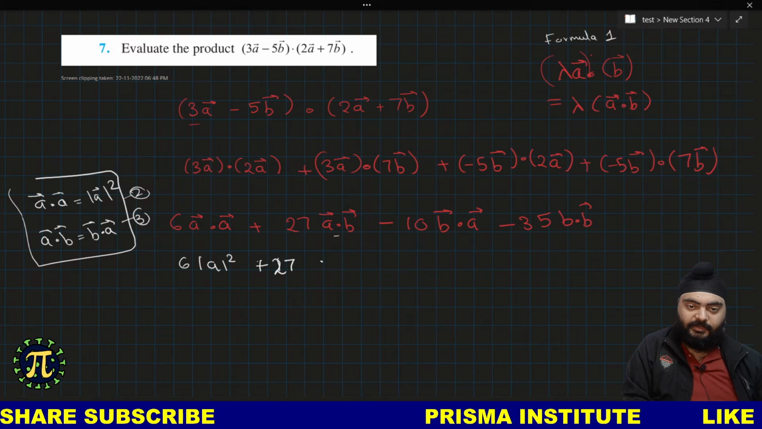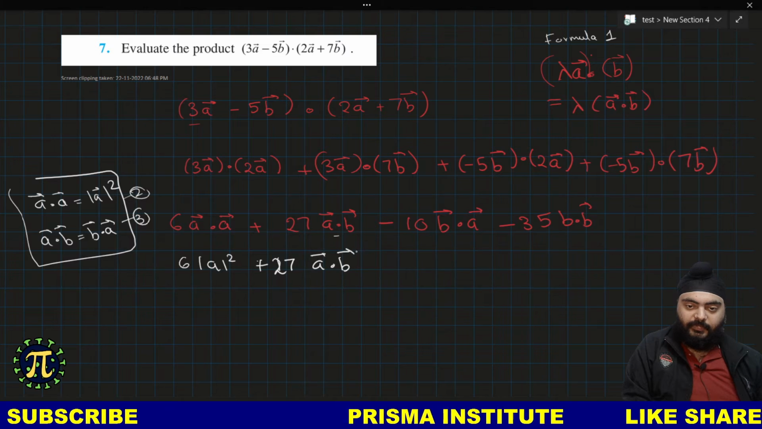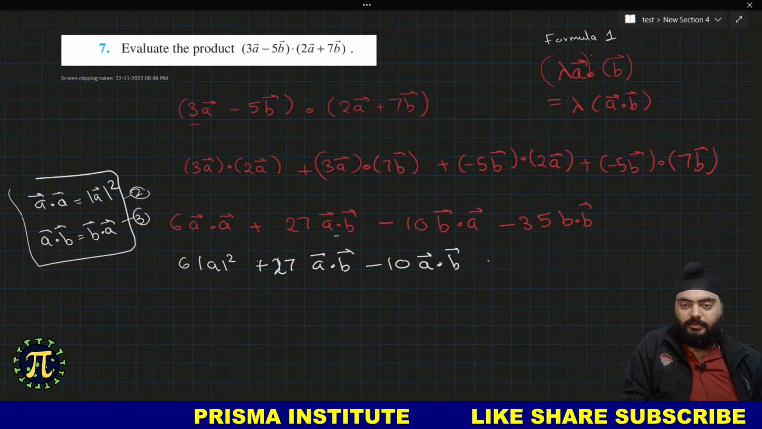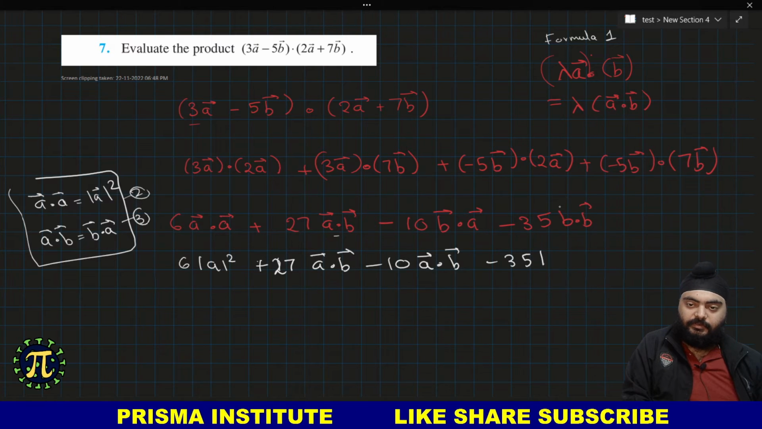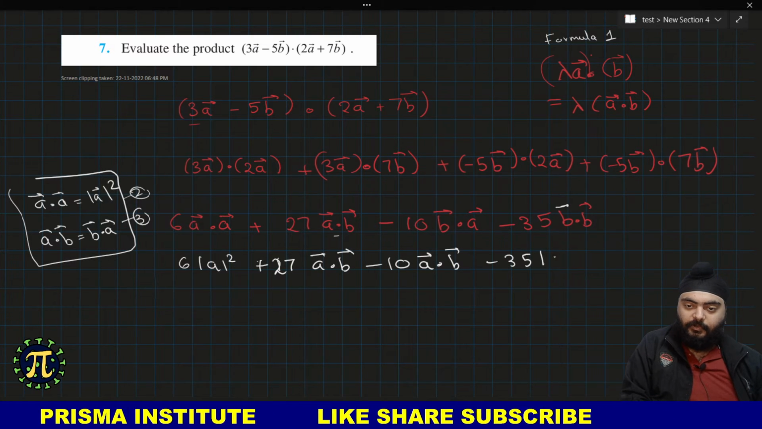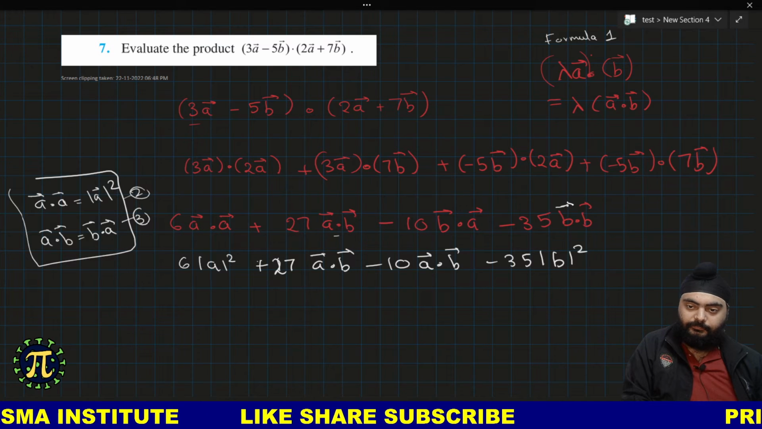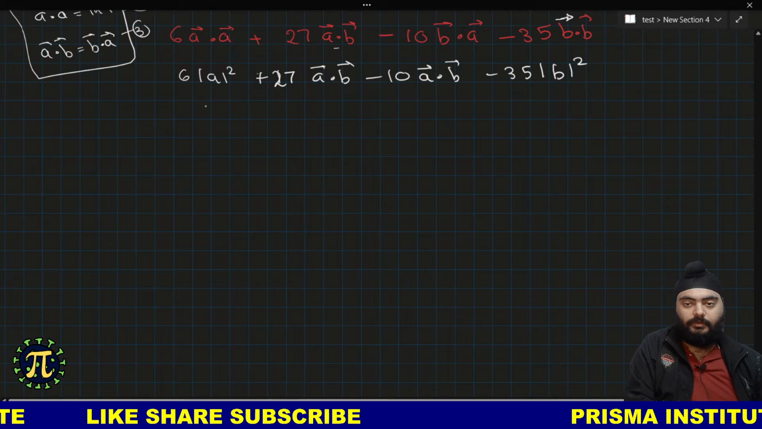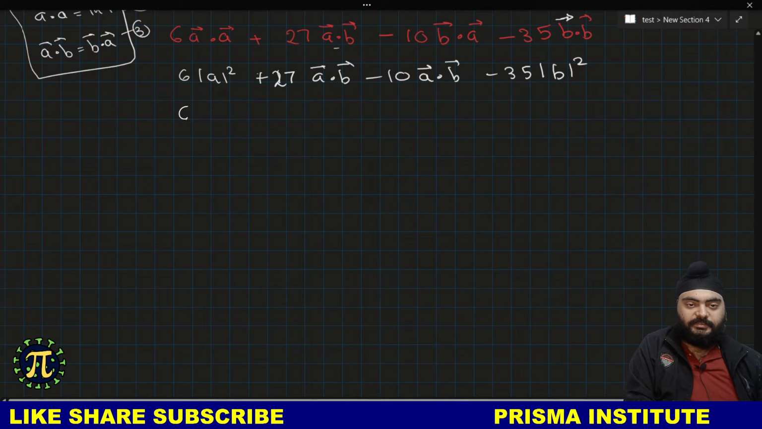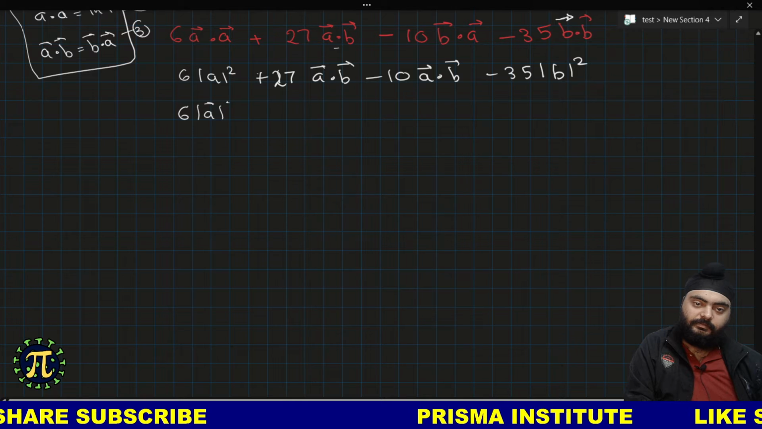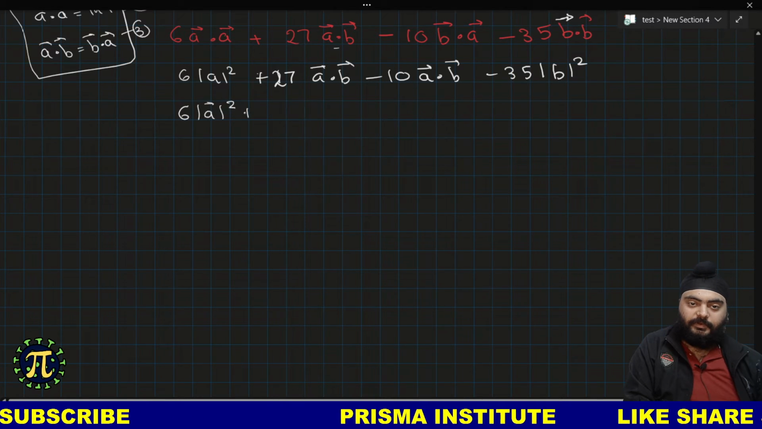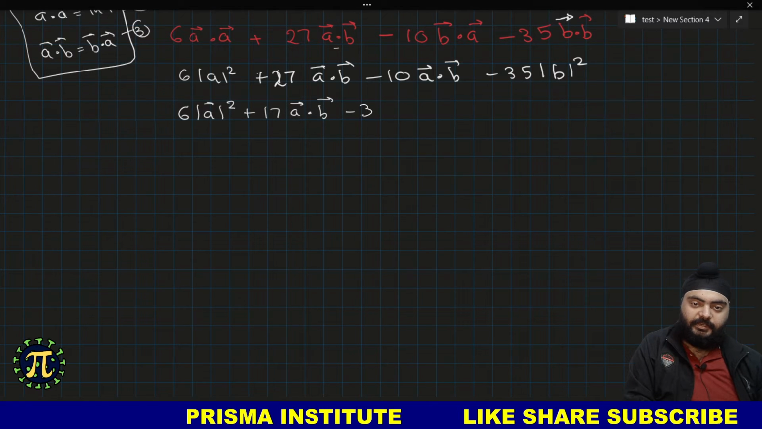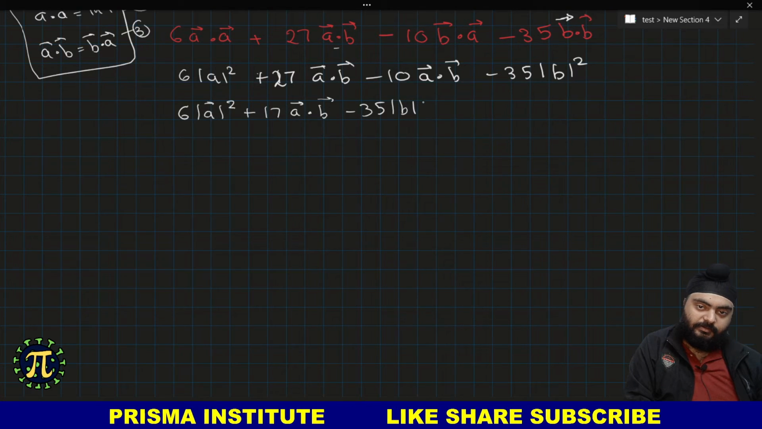Because 27 times a dot b minus 10 times b dot a, in place of b dot a what do we have to write? a dot b, right, and then minus 35 times mod b square. So it is 6 times mod a square plus 17 times a dot b minus 35 times mod b square. Okay.